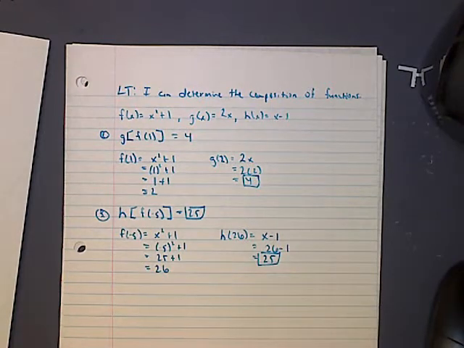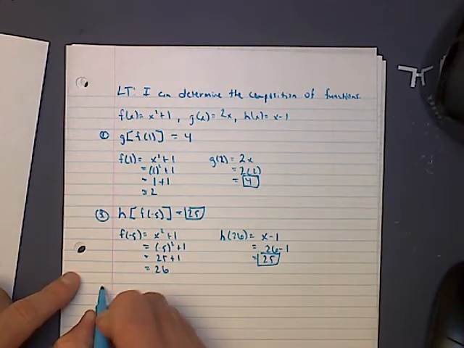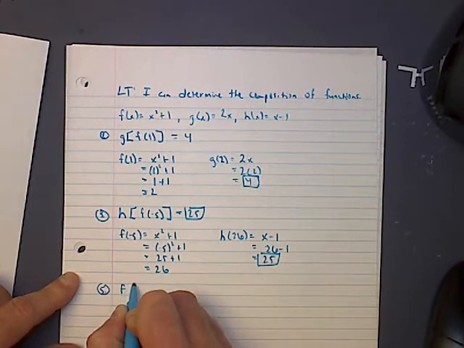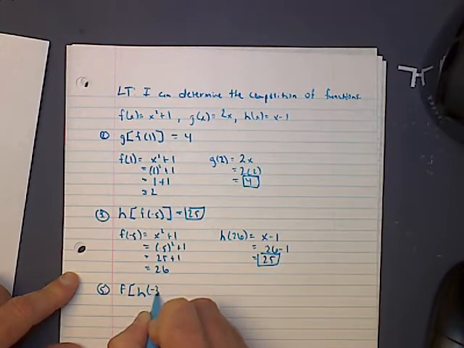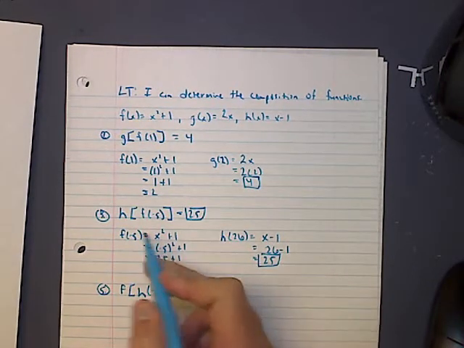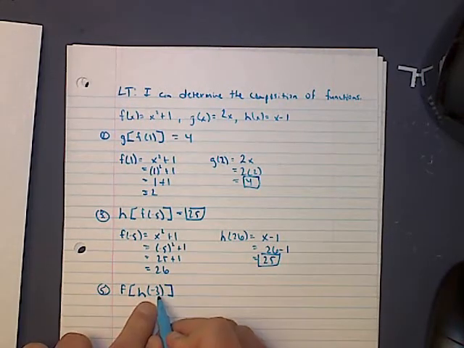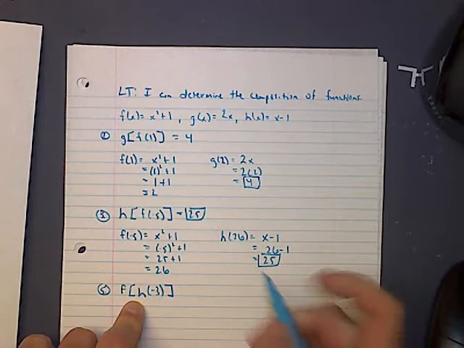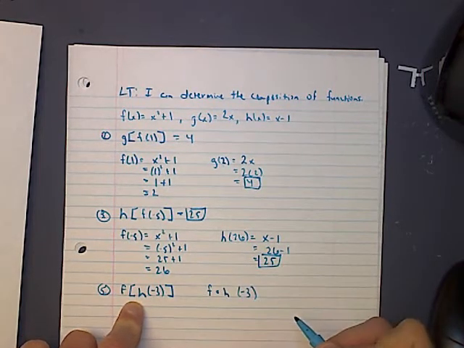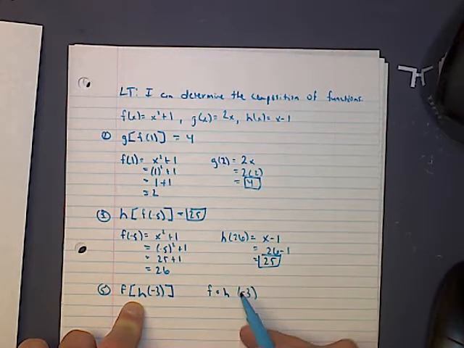These are fun. I like these. We did these last year. Should be coming back to you. Number 5. F of h of negative 3. F of h of negative 3. I'm going to start inside out. Now remember, before I do this, I want you to know if you ever see this, that means the same thing. You just start with what's next to it and work your way toward the outward.